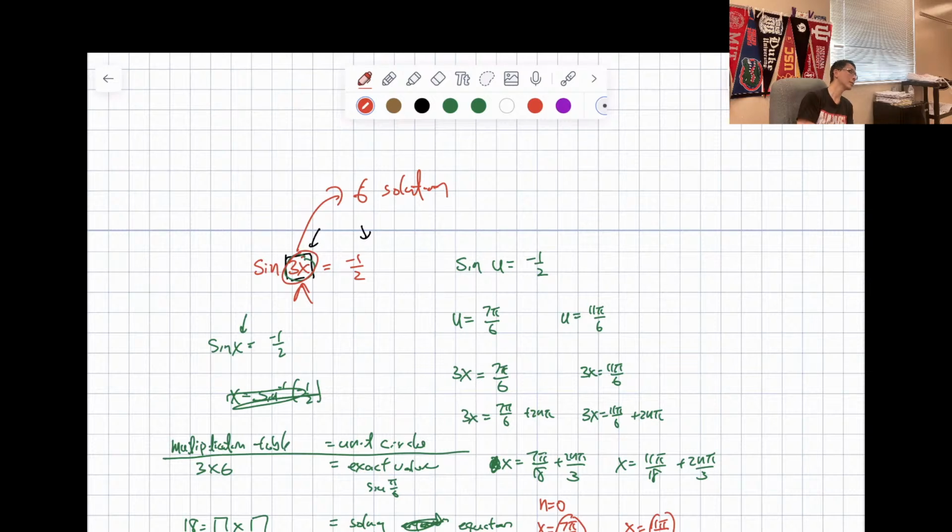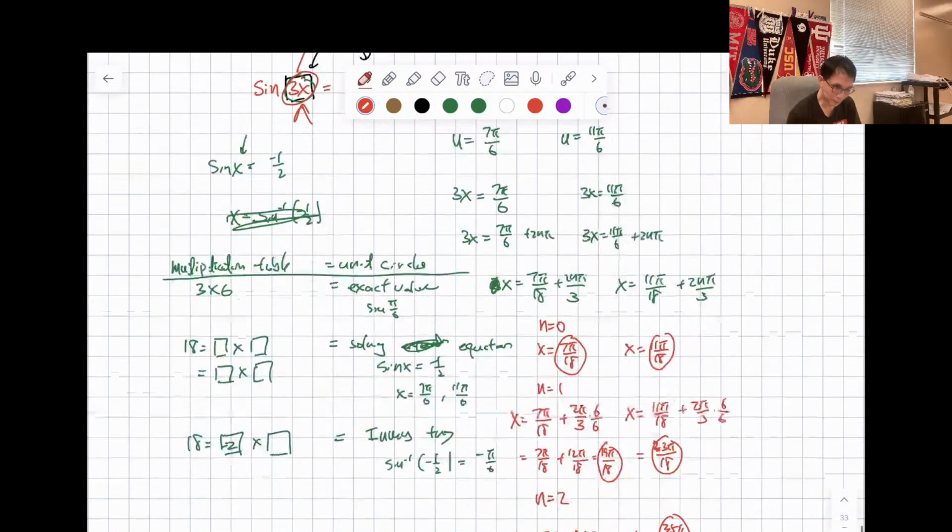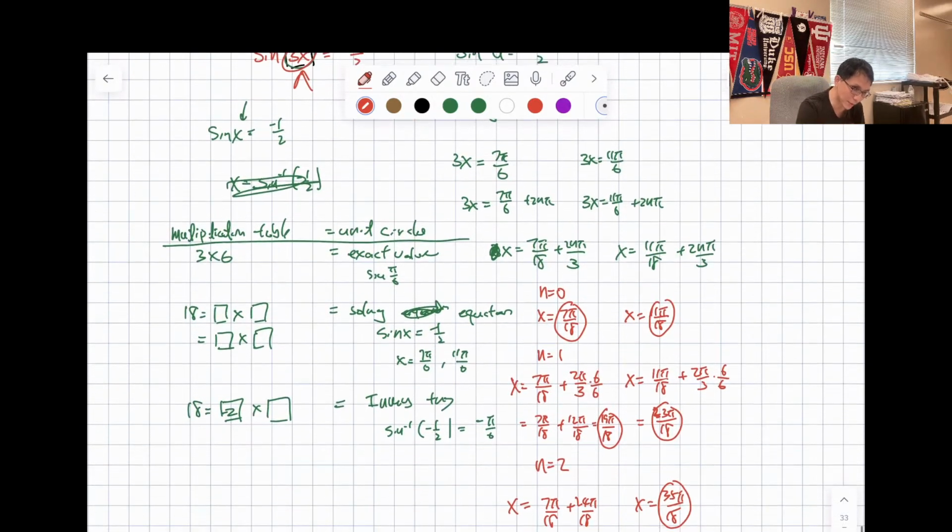Yes? How did you get 18 for the denominator? How do I get what? 18 for the... Because I divided by 3 on both sides, so it'll be 7 pi over 6 divided by 3, which means times 1 over 3, which will be 7 pi over 18. So if I take 7 pi over 6 divided by 3, if you divide by 3 on both sides, it's 7 pi over 6 times 1 over 3. So that's how you get 7 pi over 18.